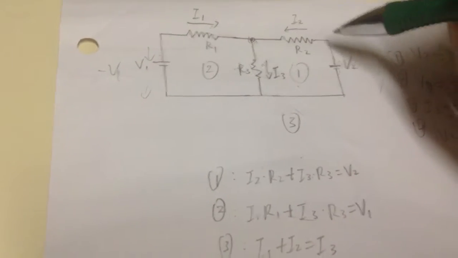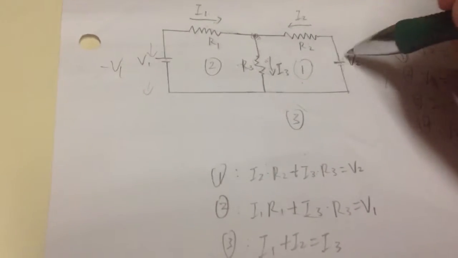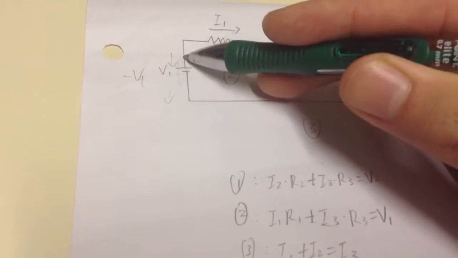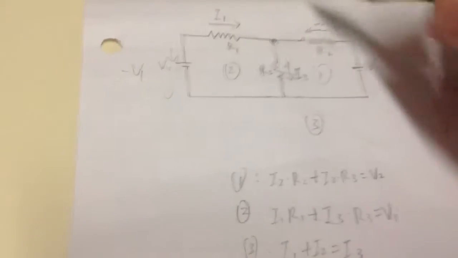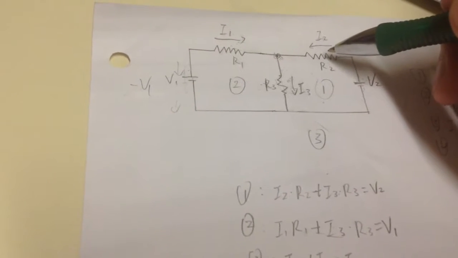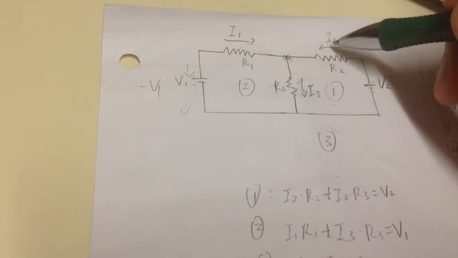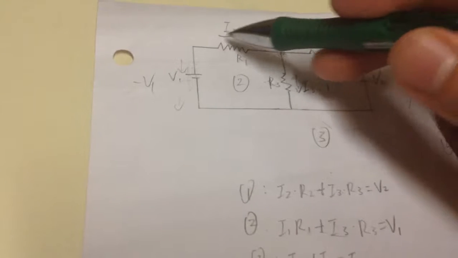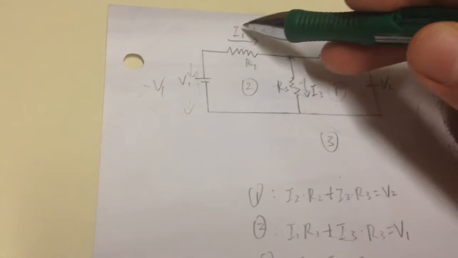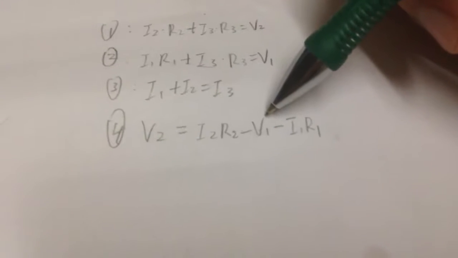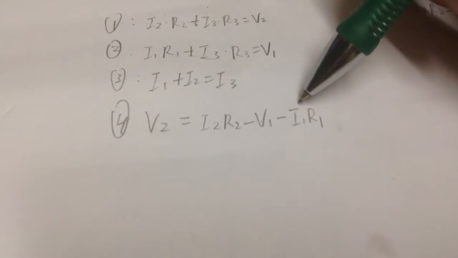For the big whole loop, if we go this way, for V2, because over here the direction goes from here, this side is positive, this side negative, so this side is V2 minus V1. And for here, the direction of current I2 is the same as the direction we picked, so this part has to be negative I2 times R2. Keep going like this. This part, because the current direction is different from the direction we picked, I1 times R1 is positive. So the whole thing is V2 equals I2 times R2 minus V1 minus I1 times R1.